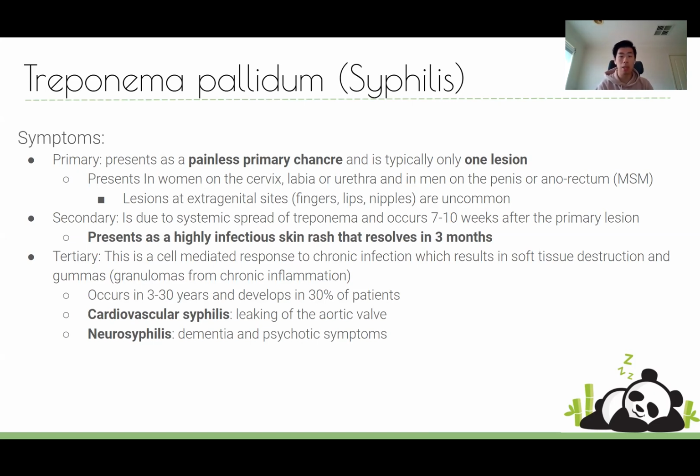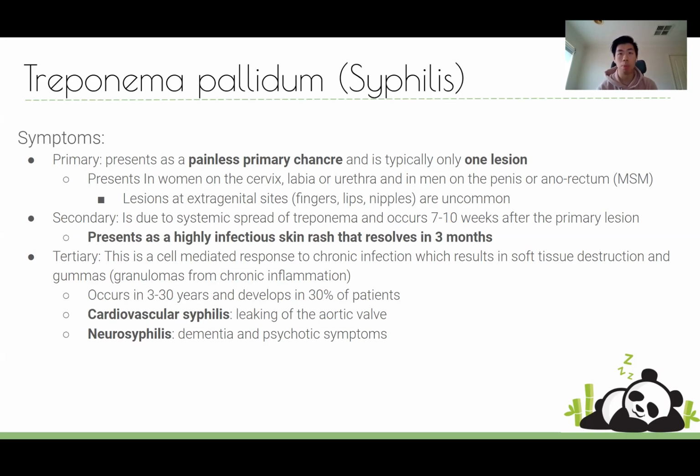Secondary is a highly infectious rash that occurs after it resolves in 3 months. So if they have a rash, that is no longer primary syphilis. That means they've had their initial primary chancre, probably ignored it because it wasn't hurting or anything like that, and then developed a secondary occurrence. Latent is kind of just when it chills in your system and doesn't do anything. So that's why I haven't really talked about symptoms. There's no symptoms for it.